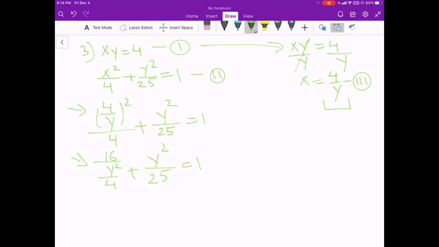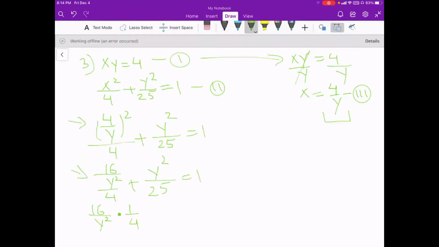So you do keep, change, flip. I keep the numerator. I change my division into multiplication. And then I flip my denominator. Just like that. Notice how the rest of that equation is staying the same throughout our process.